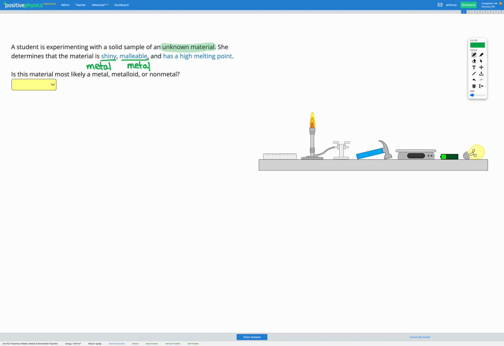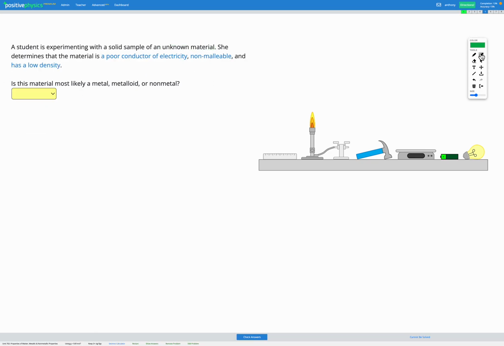The last property listed is that it has a high melting point. Again, this is typically a property of metals. Metals normally have high melting points, whereas non-metals normally have low melting points. So since this material has three properties, which are all the properties of metals, it's very clear that this material is going to be a metal. So we can check that here. Yeah, that's a metal.